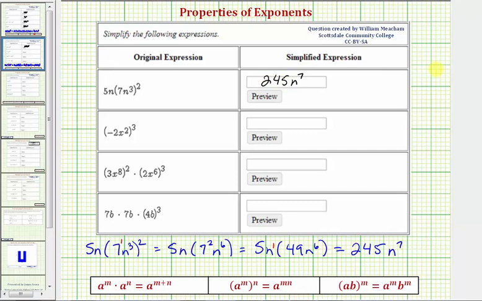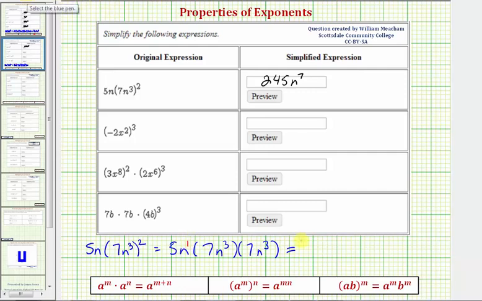Another way to approach this would be to expand 7n to the third raised to the second. If something is being squared or raised to the second, we know we have two factors of the base. So let's also show this another way. We can also think of this as 5n times 2 factors of 7n to the third. Again, this is n to the first.